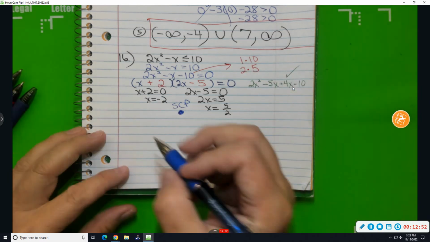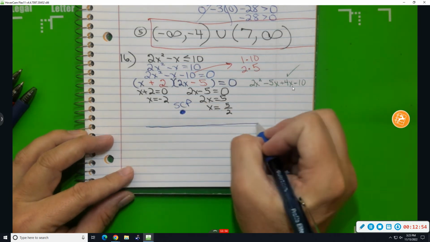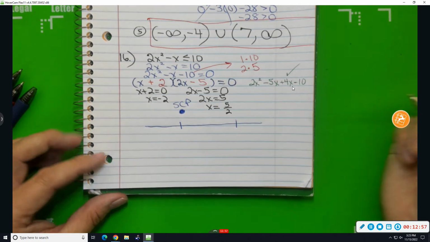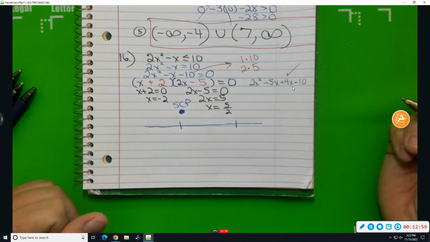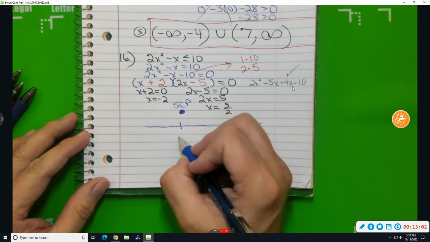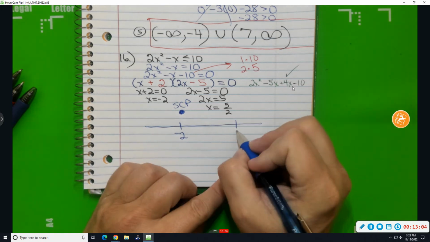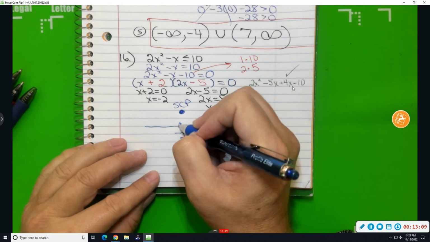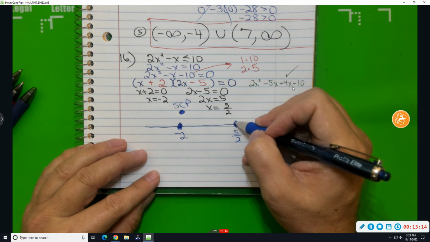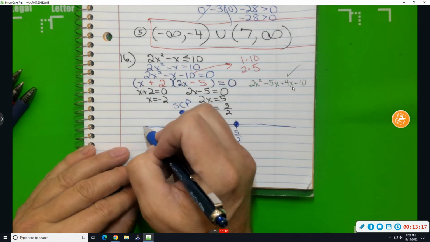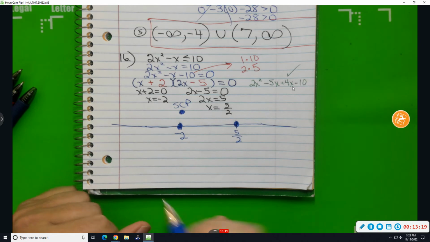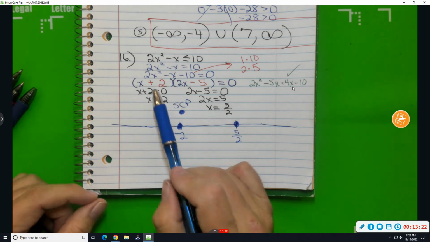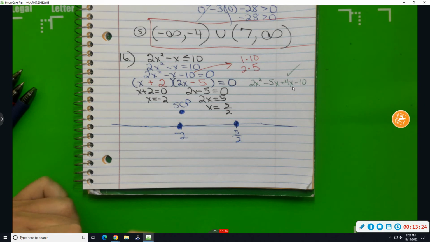We'll draw our number line. I bet you the next problem will have denominator cut points. Be sure to arrange these cut points in numerical order. Negative 2 goes to the left of positive 5 halves. Closed circles. So there are no repeated factors, so I'm confident that the intervals are going to alternate.